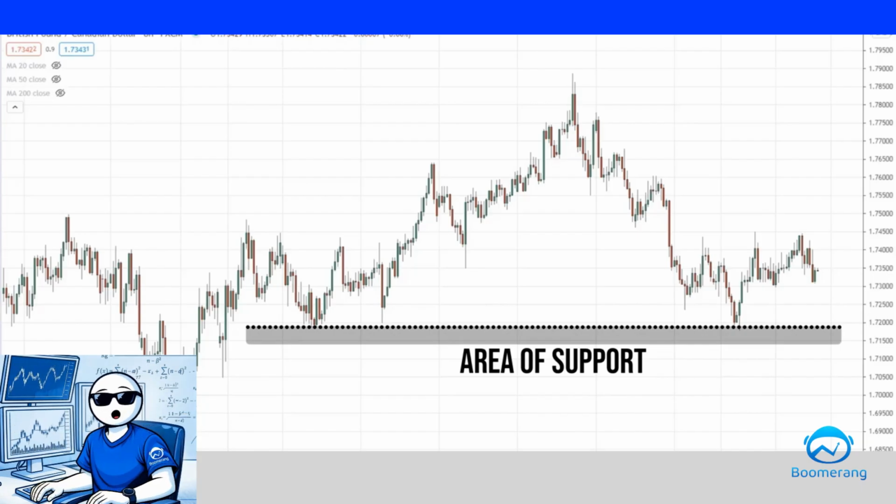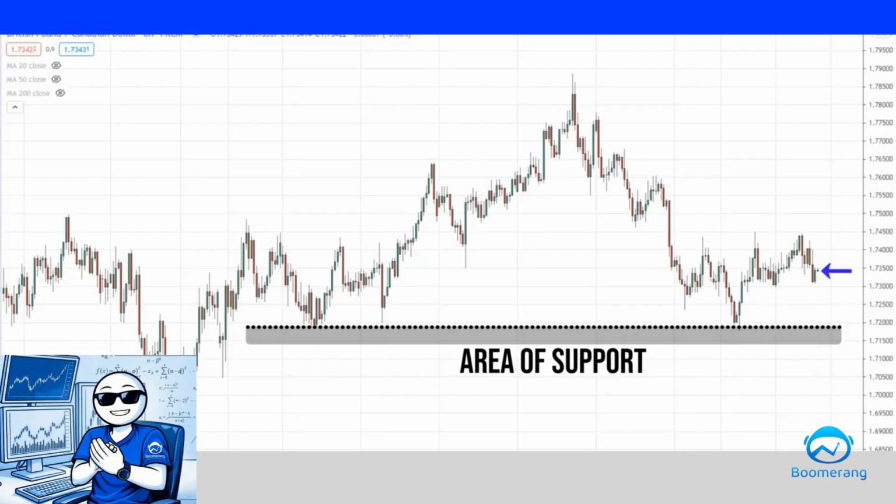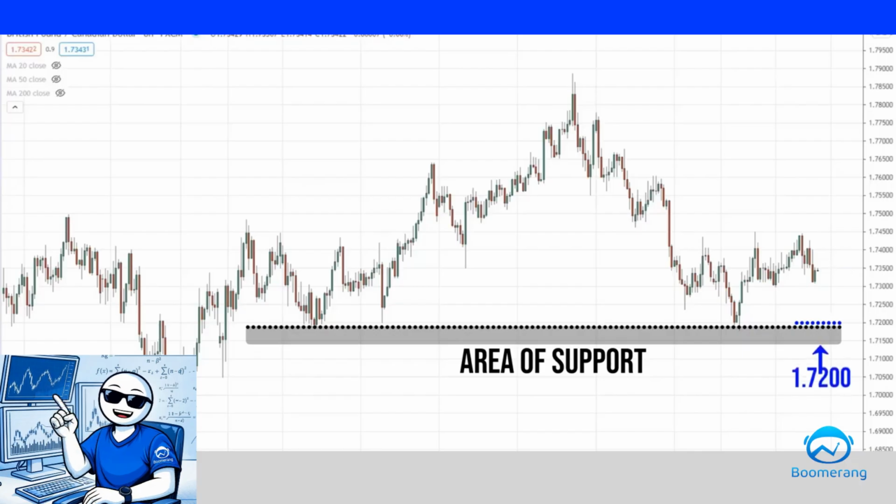Let's say you want to buy around 1.72. This looks like a good place to buy because the market has bounced once, twice, three times over here. But the current market price is at this point over here, which is almost near 1.735. So what can you do? You can place a buy limit order over here, a buy limit at 1.72.